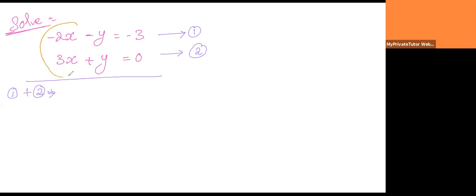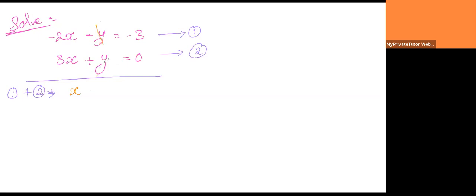So what is minus 2x plus 3x? What is minus 2x plus 3x, guys? Anybody? X. So minus 2x plus 3x is x. I'm just adding vertically here, okay? So this value is x. And then what will happen to this? Minus y plus y, which is 0.